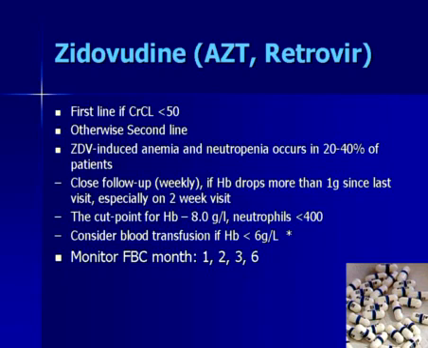The main side effects with this medicine are its bone marrow toxicity. So it can cause anemia, can cause thrombocytopenia, can cause leukopenia. So all low blood counts. We monitor this by doing FBC. Should be done at month 1, 2, 3, and 6. If patients are already anemic, I would avoid AZT.